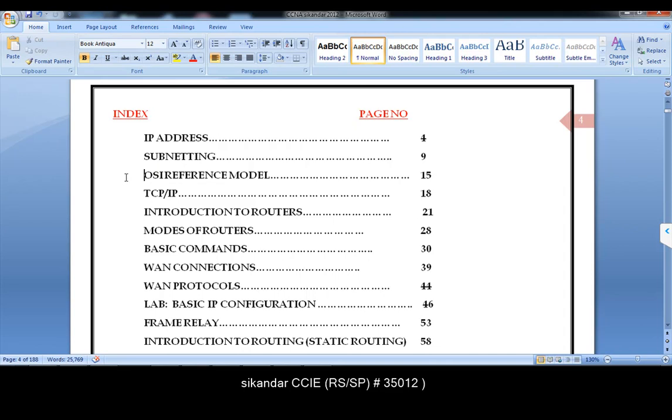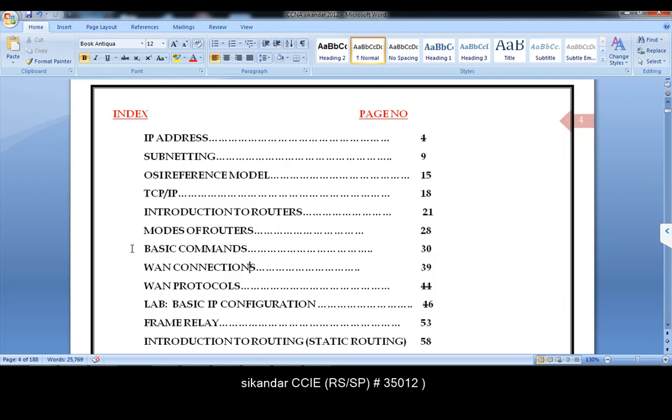And then we'll have some basic understanding of the OSI reference model and TCP/IP models, how exactly these models describe network communication. Then we can get into some introduction to routers, where we'll see what a router is, what the different components of the router are, different ports of the router, and how the connectivity is established, different models of the routers. And then we see some different modes of the routers, including some basic commands.